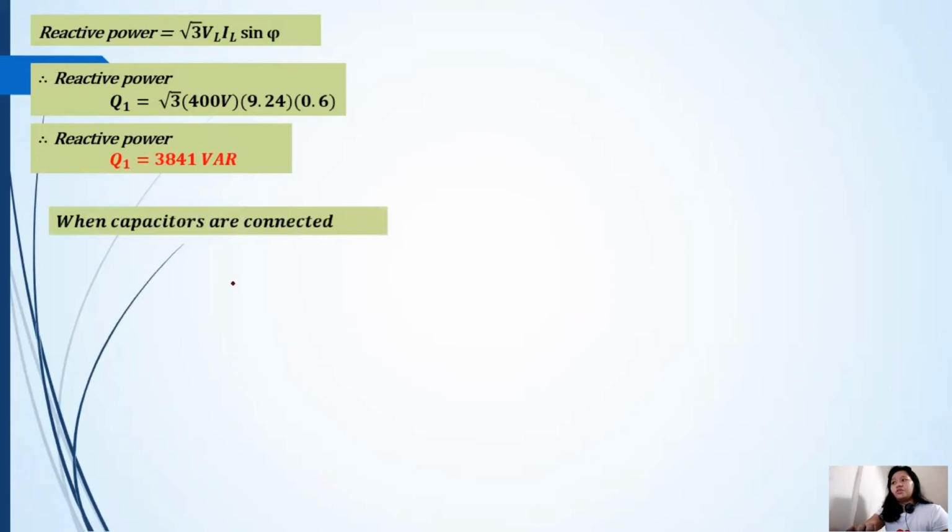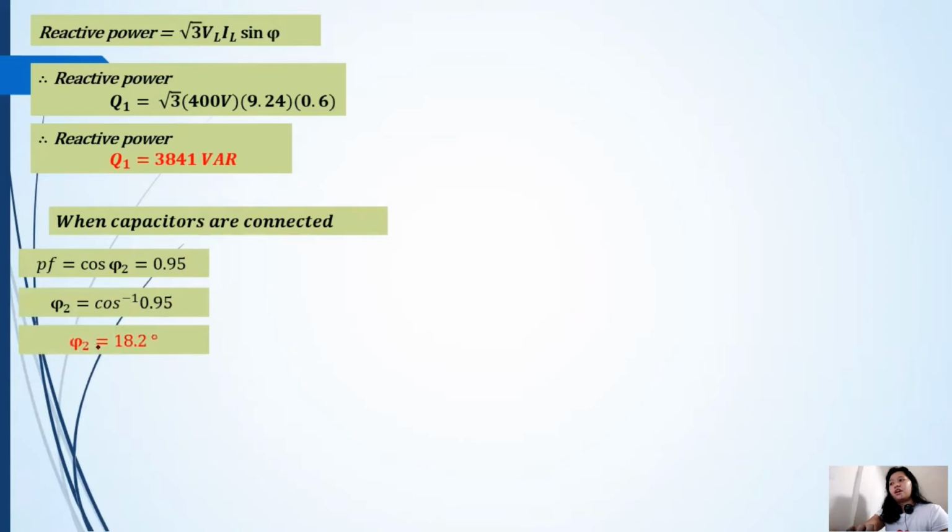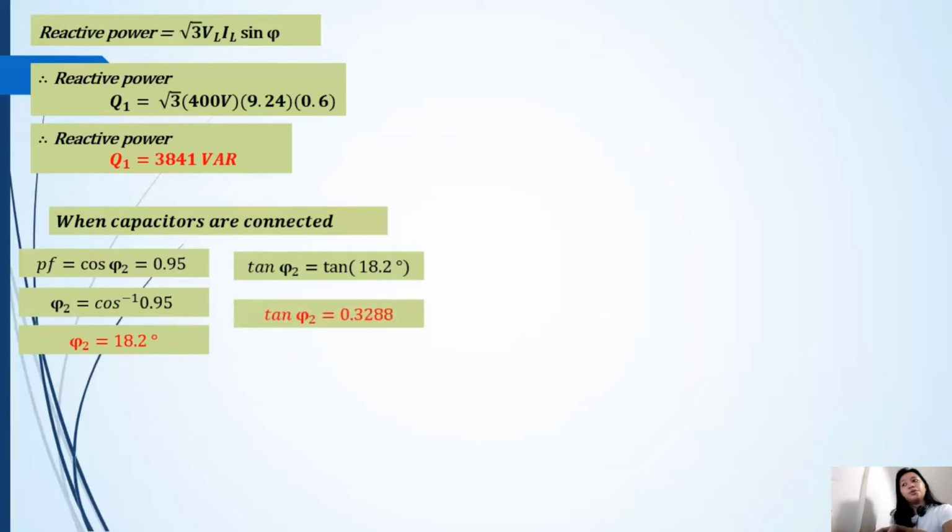So the next condition is when the capacitors are connected. Here is our power factor, which is cosine phi 2 is equal to 0.95. This is given from the problem. So we have 0.95. So to solve the phi 2, we will be solving the arc cosine of 0.95. We have here 18.2 degrees. So the tan phi 2 is equal to tan 18.2 degrees, which is 0.3288. So that is for the tan phi 2.